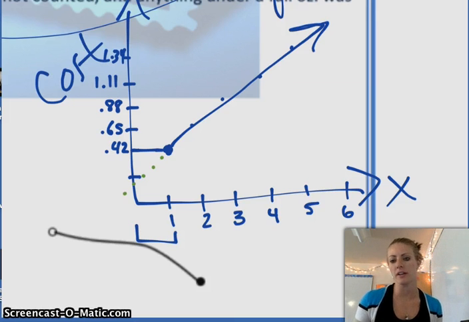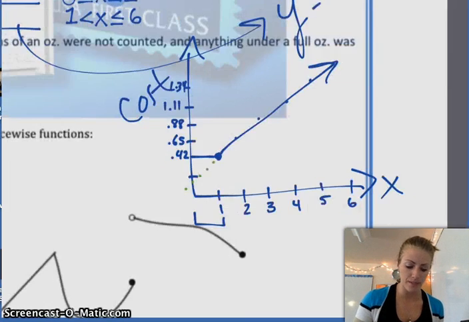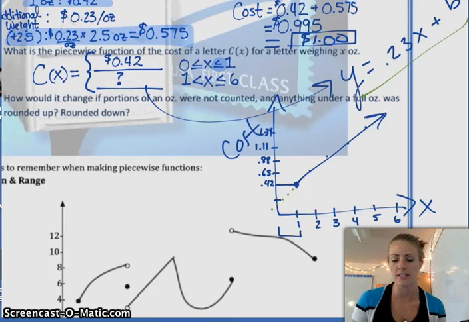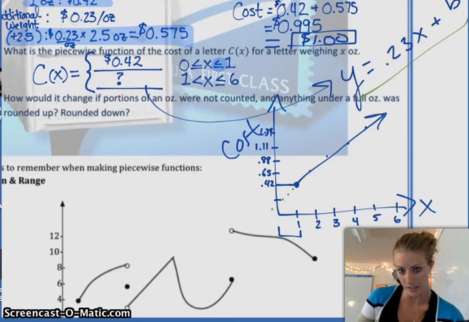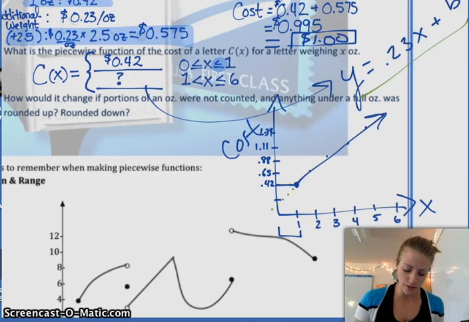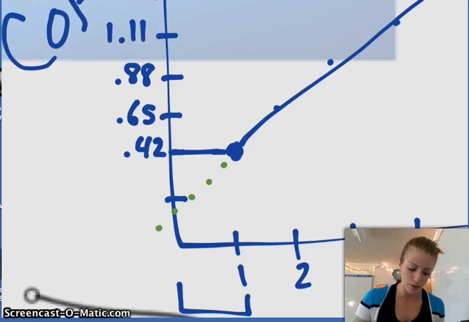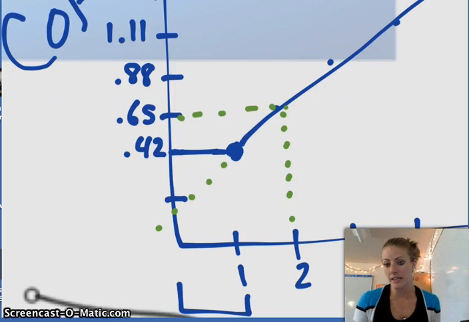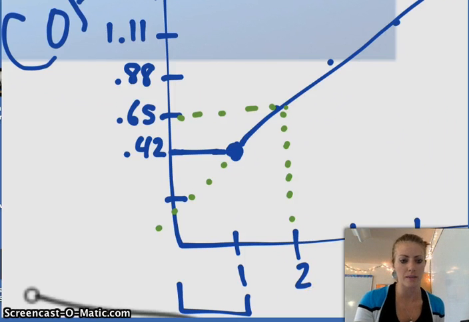I'm actually going to algebraically solve for it. I know that part of my equation is 23 cents times x plus my y-intercept. But I know that it goes through certain points. I know that it goes, for example, through the point (2, 0.65). So I can just plug that in and figure out what my y-intercept is.